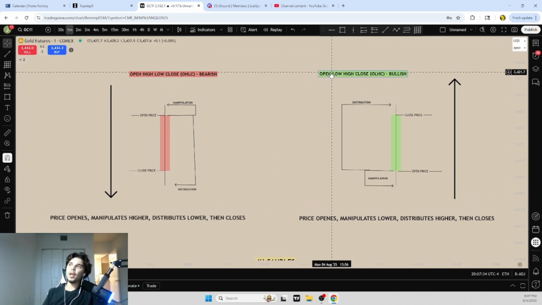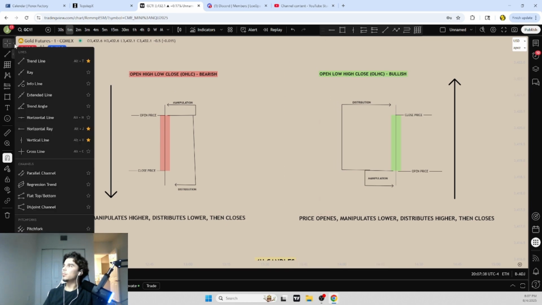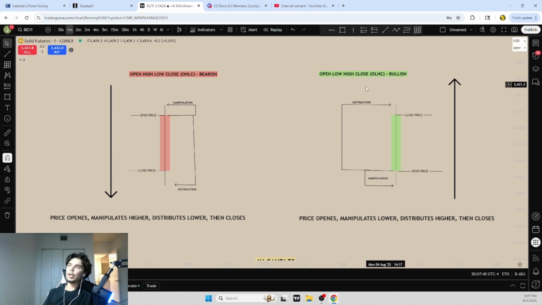And then same thing with a bullish example, right? We open low, high close. Again, same thing, just going the other way, right? So bullish candle, what do we have? We have the opening price. We manipulate lower, putting in the low of the candle. And then we distribute higher, putting in the high. And then we retrace just a little bit, closing. So there is our bearish and bullish examples.